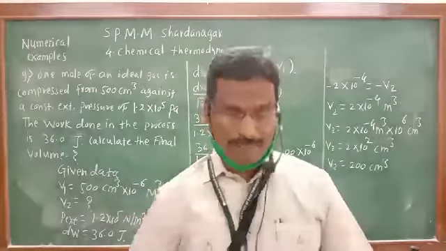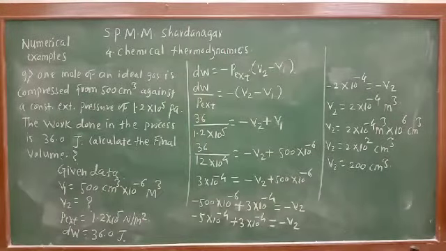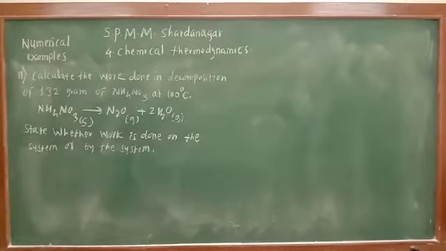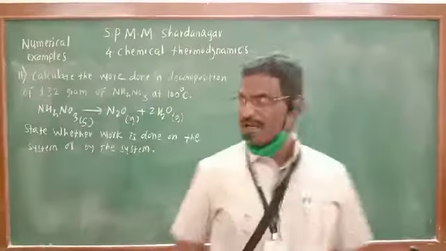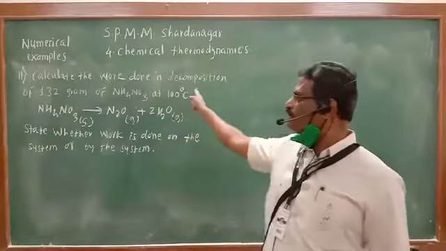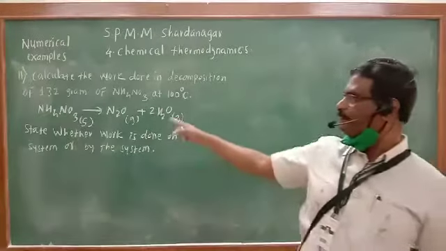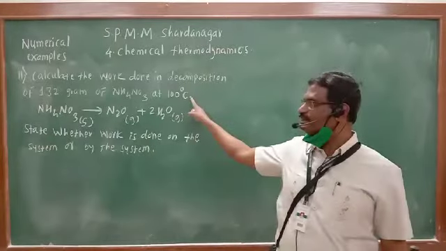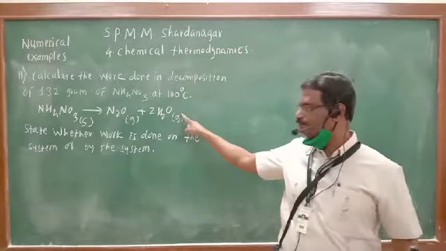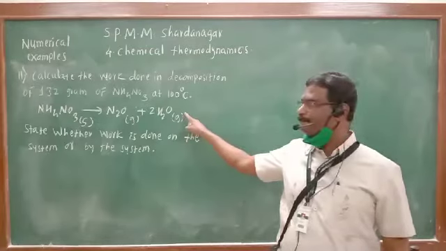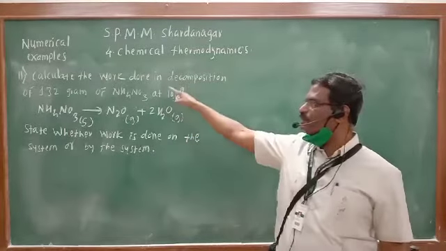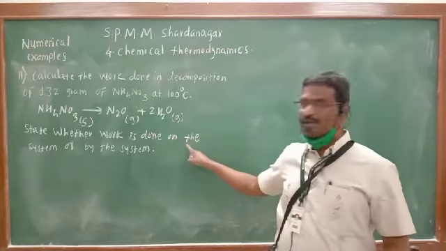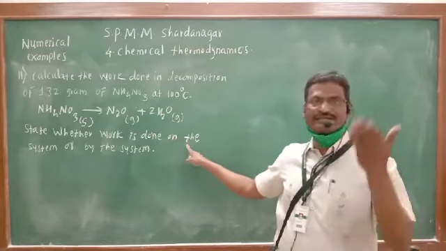Now let us see problem number 11. Calculate the work done in decomposition of 132 gram of ammonium nitrate at 100 degrees Celsius by this reaction. This is the reaction given, and for this reaction we have to calculate the work done, and then we have to find out whether work is done on the system or by the system.